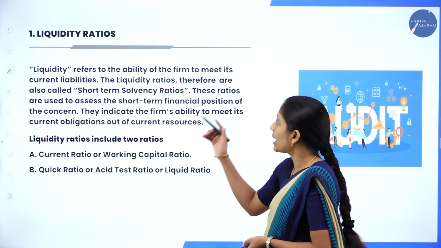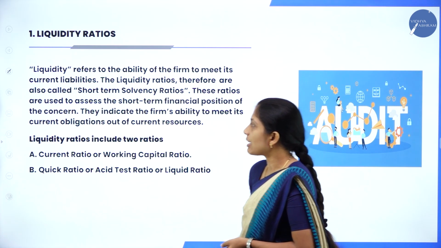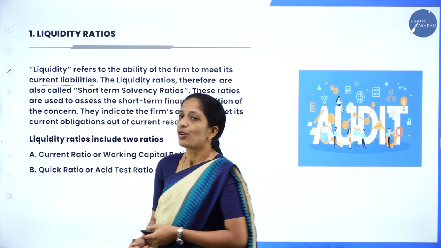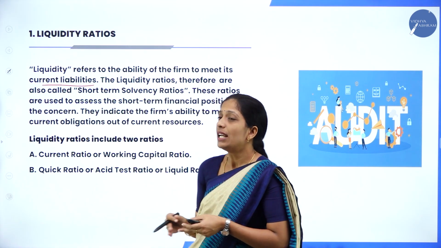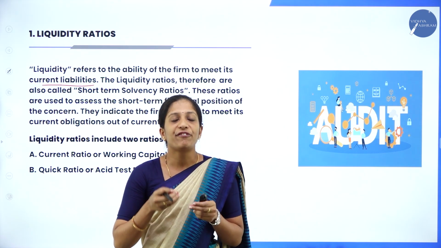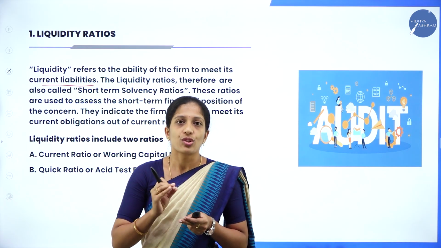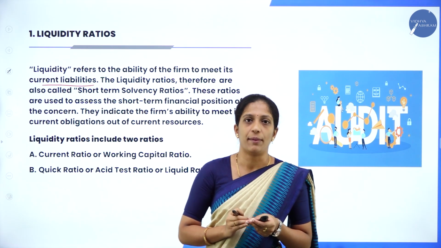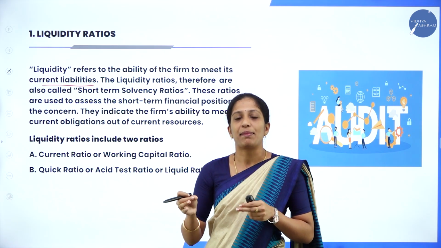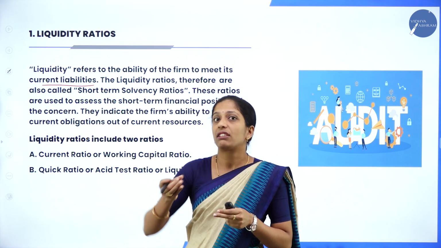Liquidity refers to the ability of the firm to meet its current liabilities. So what do you mean by liquidity ratio? Liquidity means whether the firm is in a position to repay the current liabilities or not. So that is known as what? Liquidity of the firm. So liquidity, in the sense of current liability, is where the liability is paid within 1 year.